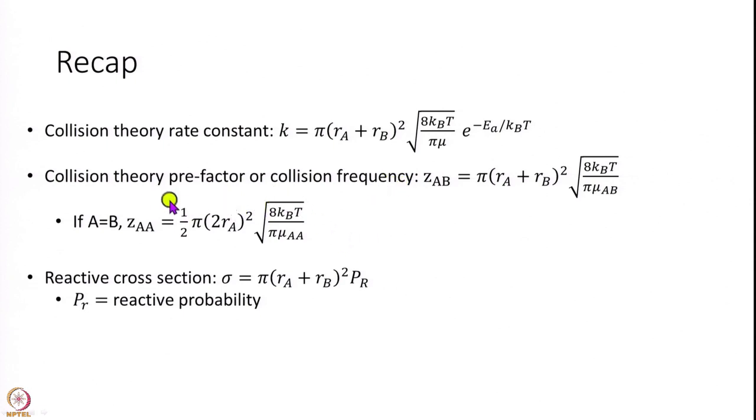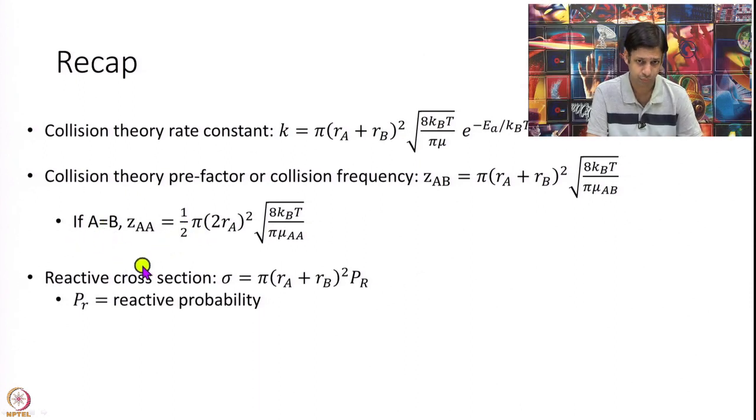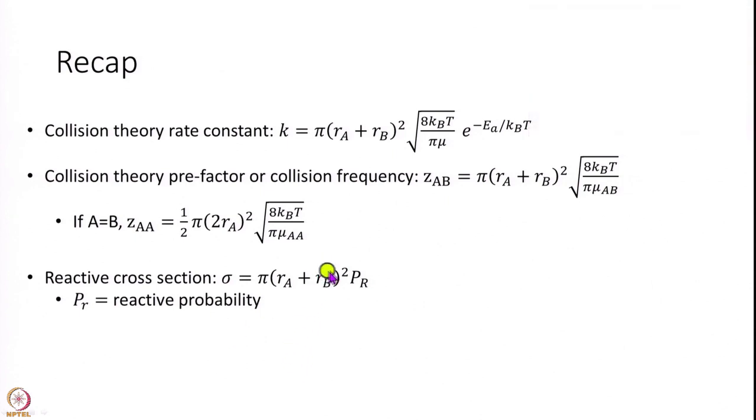One important note we made 2 modules ago: if A is equal to B, you have to be careful, the collision gets a factor of half and so will the rate. So, RA is equal to RB, you will get 2RA, you will get mu as mu AA, but also you get this factor of half. If you do not remember how we got this factor of half, go back a couple of modules and you will see the logic for that. In the last module, we had introduced the idea of reaction cross section as pi (RA plus RB) square into PR, where PR is the reactive probability. And we went through and carefully argued how to choose this PR to get this kind of an equation.